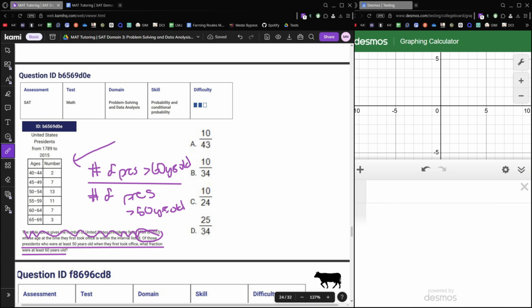Alright, first up, let's look at how many presidents there were that were greater than 60 years old. It's gonna be these two right here, and we're gonna have 7 plus 3, which is 10 on the top. Now on the bottom, it's gonna be the number of presidents greater than 50 years old, or at least 50 years old. So that's gonna be from here to here. That's 13 plus 11 plus 10, and that's gonna be 34. So our answer will be 10 over 34, which is B.